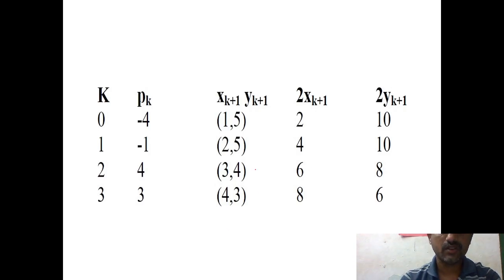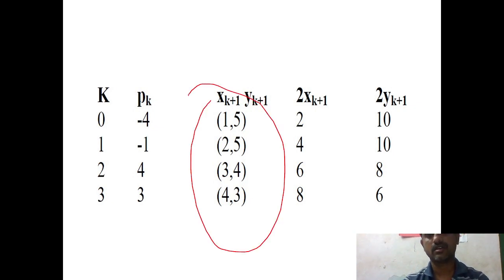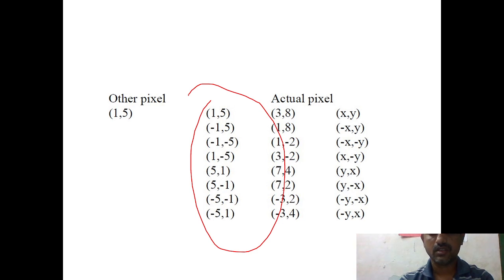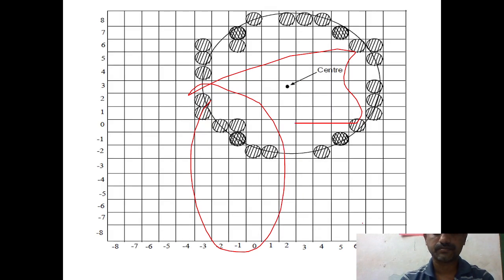So now we can get these values: 1 comma 5, 2 comma 5, 3 comma 4, 4 comma 3. Based upon that we can find all the values x comma y, y comma x, x comma minus y, y comma minus x likewise. Okay, then we can draw the circles. See, these are the right values: x comma y, minus x comma y, minus x comma minus y, x comma minus y, y comma x, y comma minus x, minus y comma minus x, minus y comma x. Okay. So finally, we can draw the circle likewise.